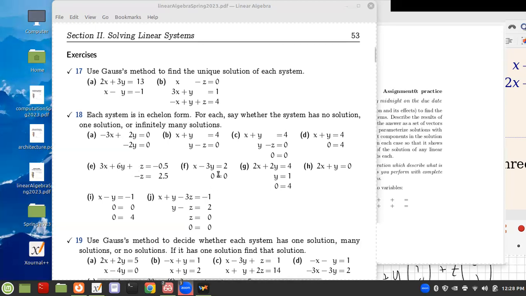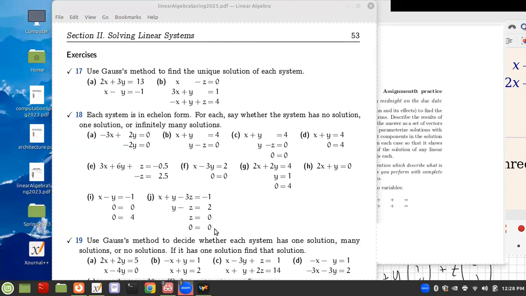And then you can probably see you have an infinite number here in F. In G, you have a contradiction, so there are no solutions. And in H, you have a free variable Y, so you have an infinite number of solutions. And you can probably see right away that I is going to have a contradiction as well as a redundancy, so it has no solutions. And what about J?